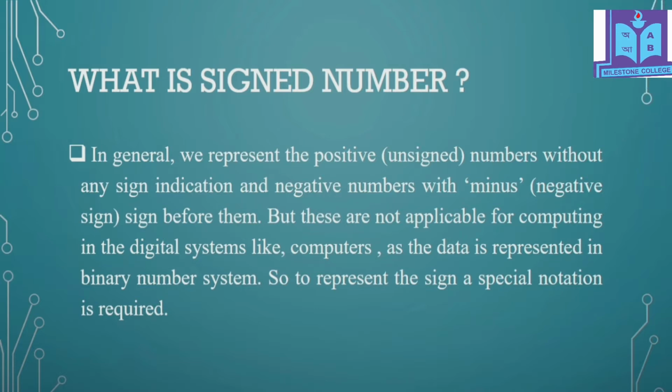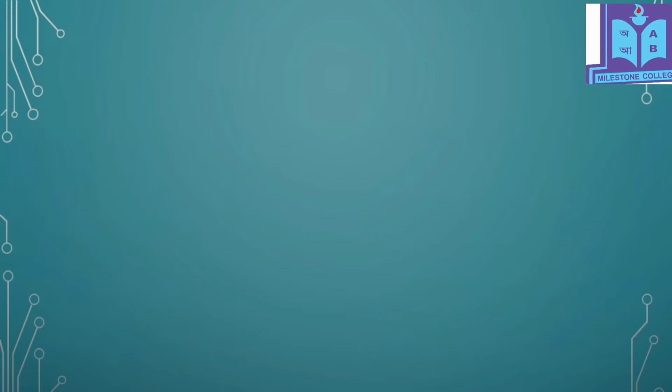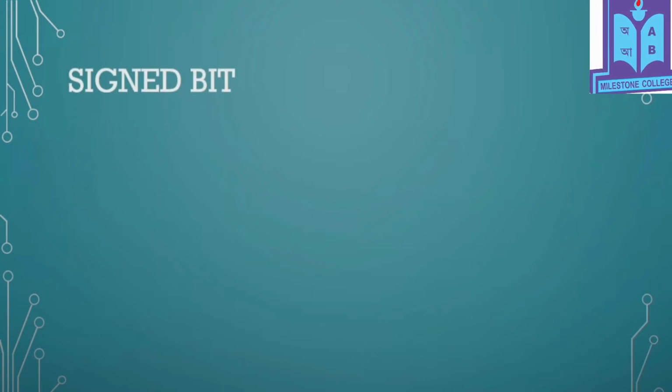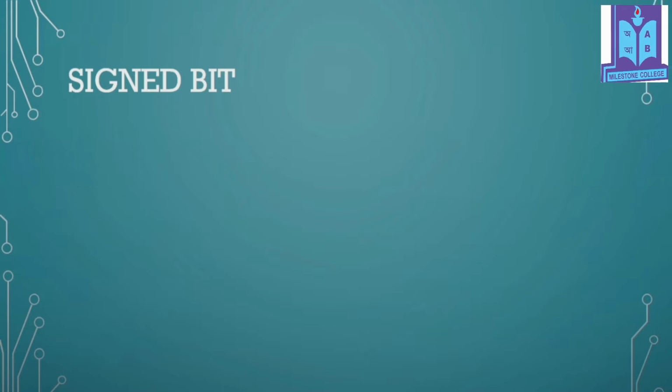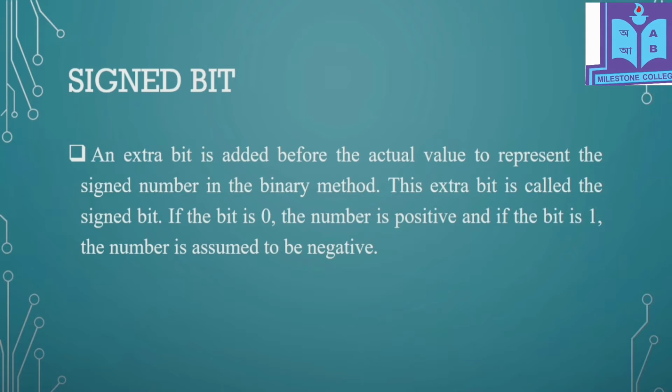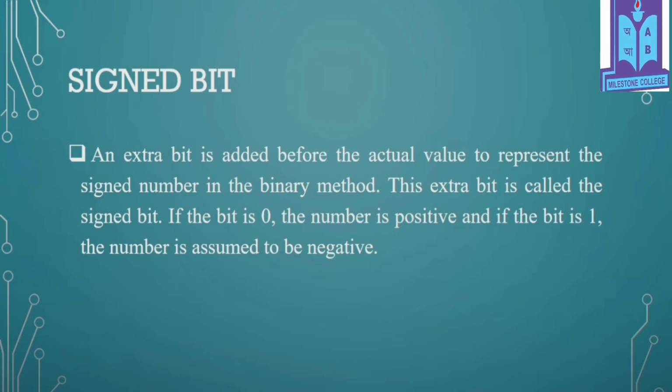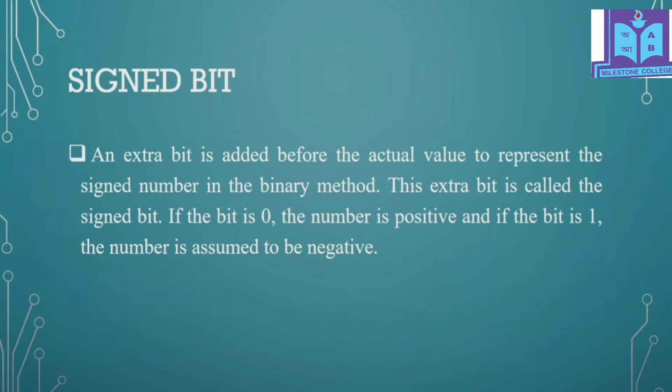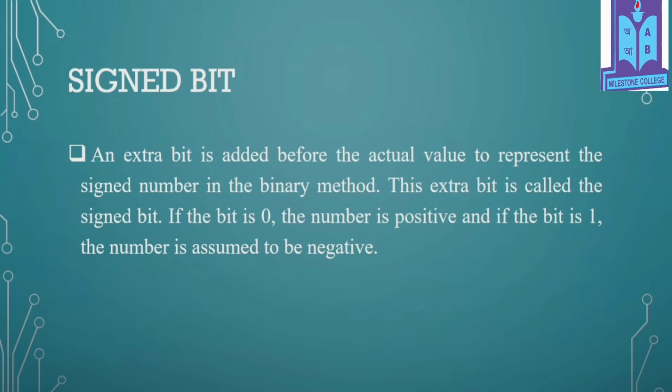After that we have the sign bit. As you already have knowledge about signed number, now we'll learn what is sign bit. It's a very important thing to know for doing ones or twos complement in your exam or regular practice. An extra bit is added before the actual value to represent the signed number in the binary method. This extra bit is called the sign bit.